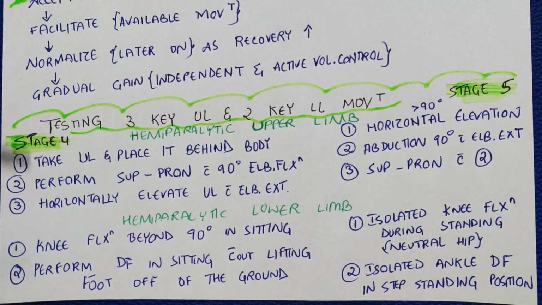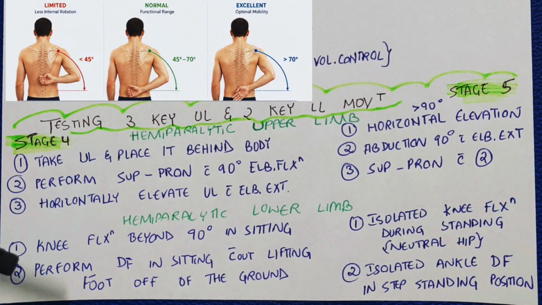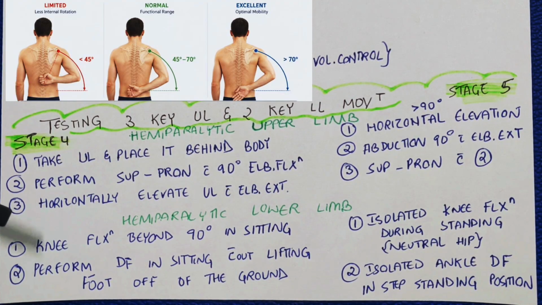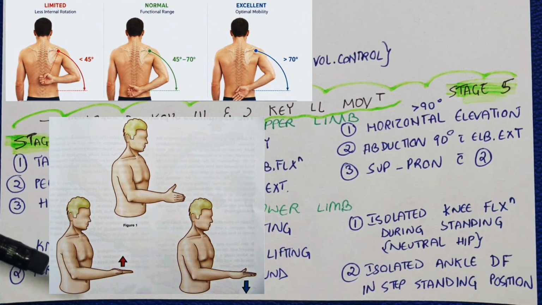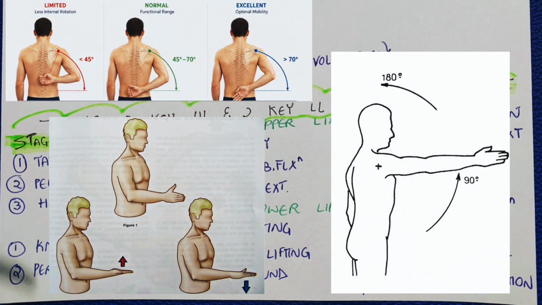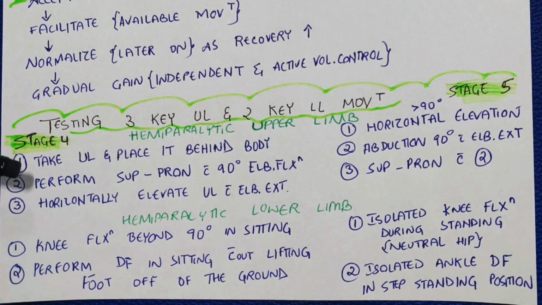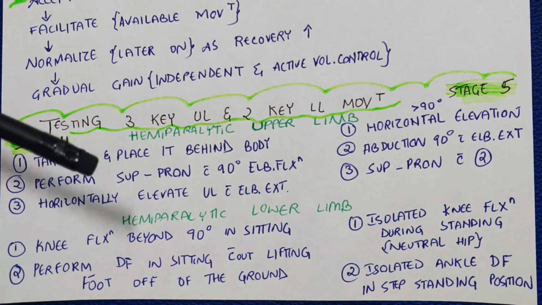Now we ask them to take the hemiparalytic upper limb and place it behind the body, basically do a shoulder internal rotation. Secondly, we ask them to perform supination and pronation with the elbow flexed at 90 degrees. Third, to horizontally elevate the hemiplegic upper limb, the shoulder flexion basically, while keeping the elbow extended. If the patient does one or more of these key movements, we can say that the patient is in stage 4. Although it is not necessary that the upper limb and lower limb are together in stage 4.